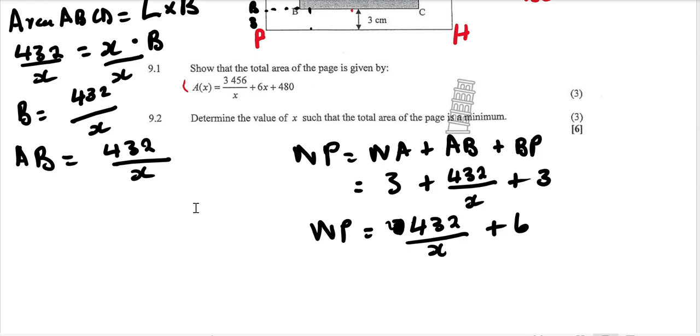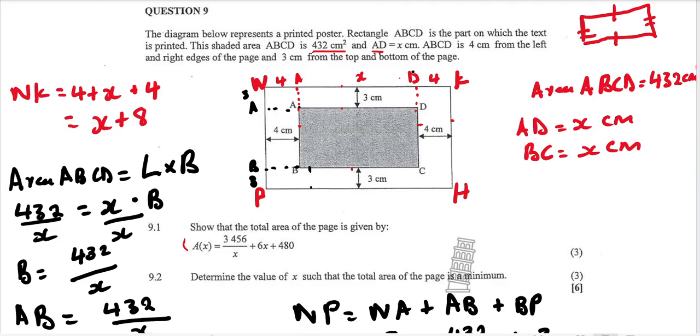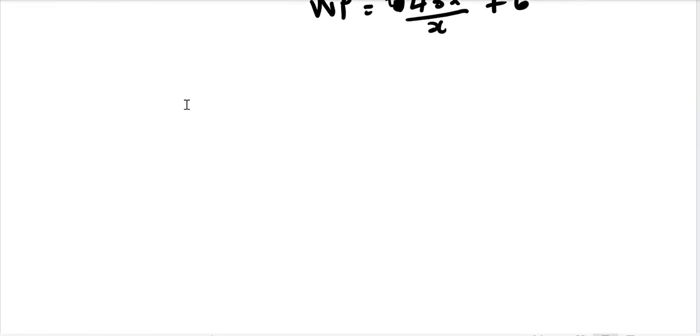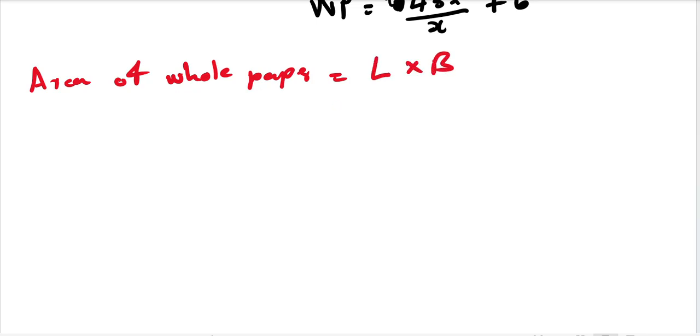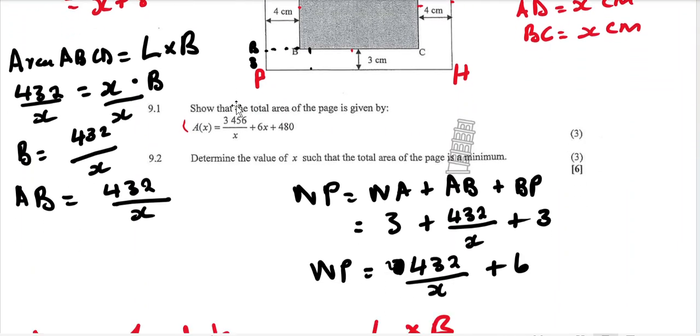The distance of the whole paper. I say the whole paper is represented by WKPH. So let me use a red ink. We're going to say area of whole paper is equals to length multiplied by breadth. What is our length? Our length is represented by WK multiplied by WP.